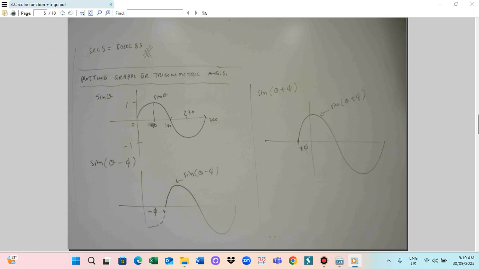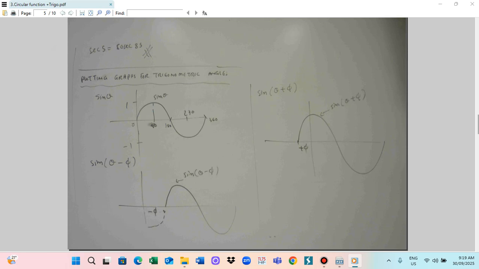Sine 180 is 0. Sine 270 will be minus 1. And sine 360 will also be 0. So the sine varies between 0, plus 1, 0 and minus 1. So sine 0 is 0, sine 90 is 1, sine 180 is 0, sine 270 is minus 1. This is the sine theta graph. We can draw the sine theta graph like this.